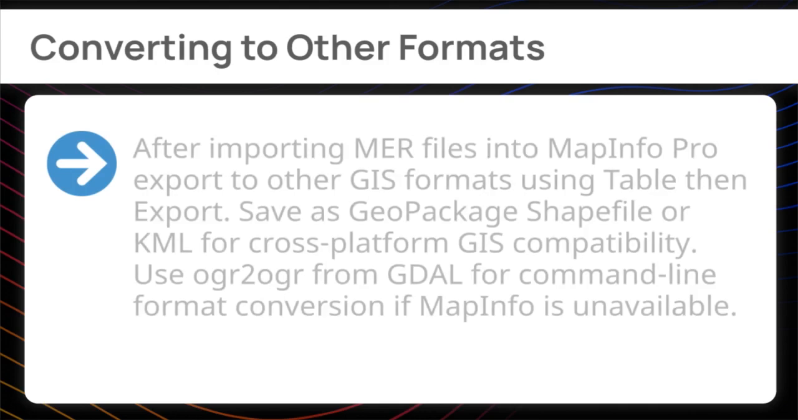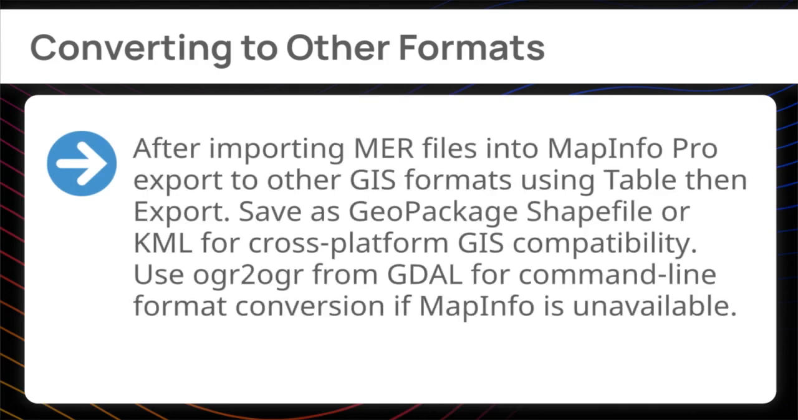Next, converting to other formats. After importing MER files into MapInfo Pro, export to other GIS formats using Table, then Export. Save as GeoPackage, Shapefile, or KML for cross-platform GIS compatibility. Use ogr2ogr from GDAL for command line format conversion if MapInfo is unavailable.